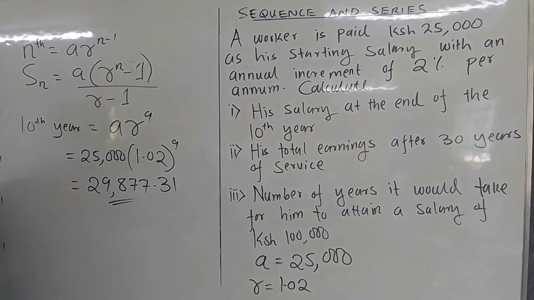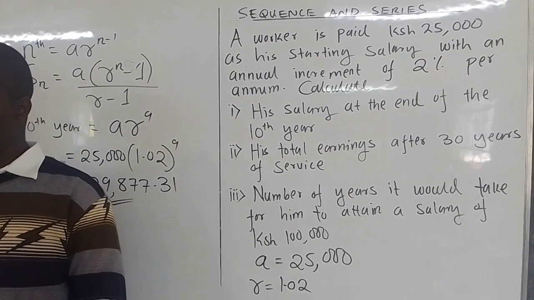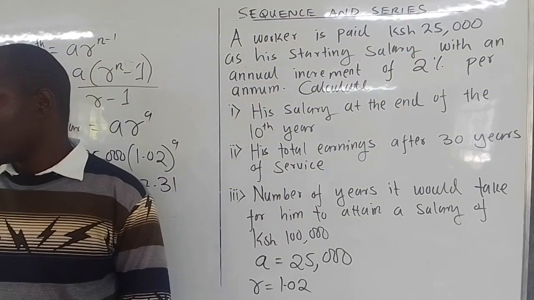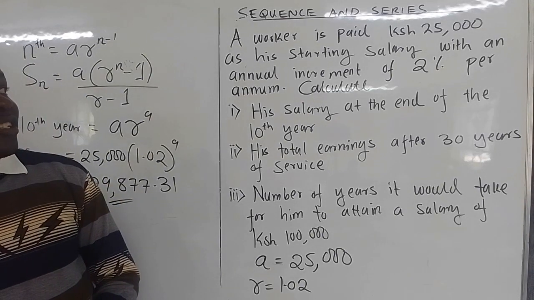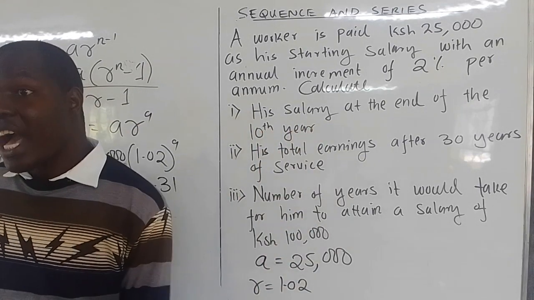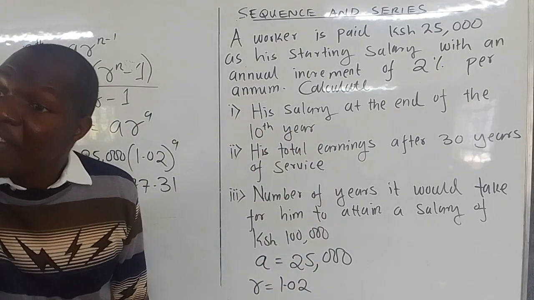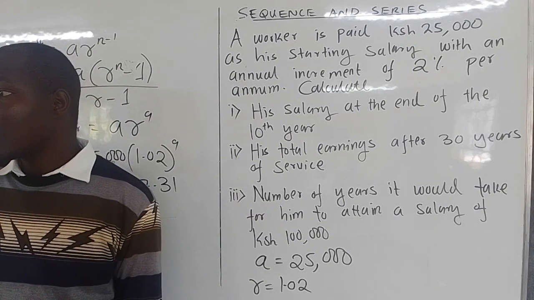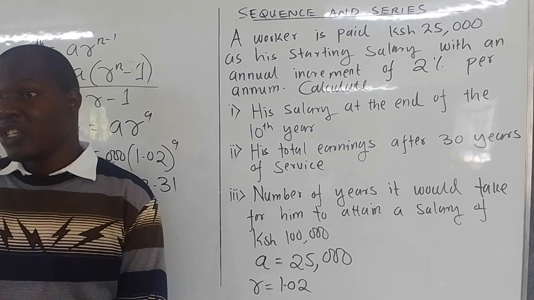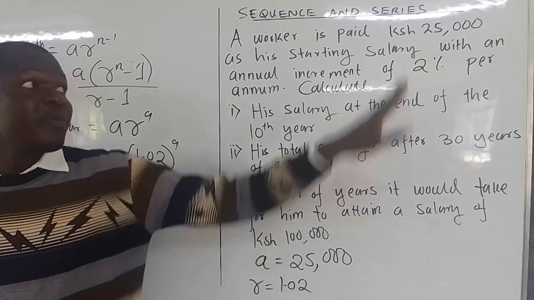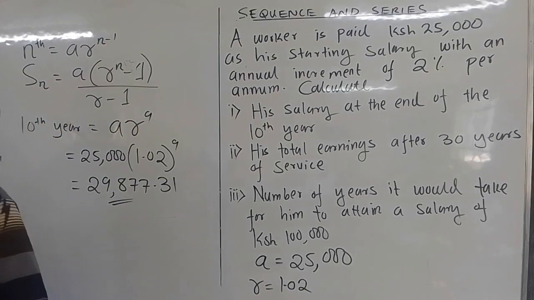29,877.31 shillings, isn't it? So I hope that concept is well understood. The same question would have been a worker deposited 25,000, isn't it, with an annual increment of 2% per annum. So when they deposited, then at the end of the 10th year it will be the 11th term, because at the end of the first year will be the second term, isn't it? Very different from the case of a salary, isn't it? Very good.